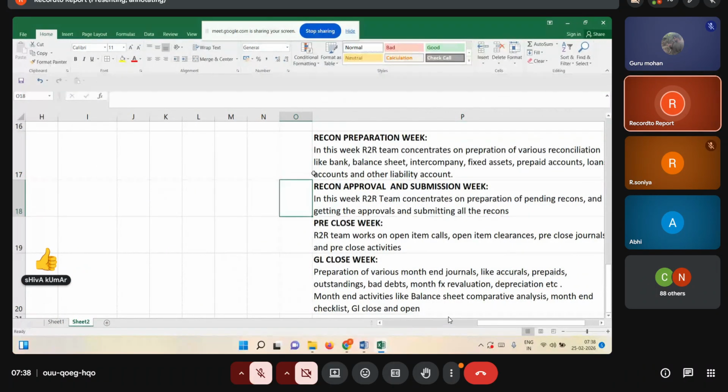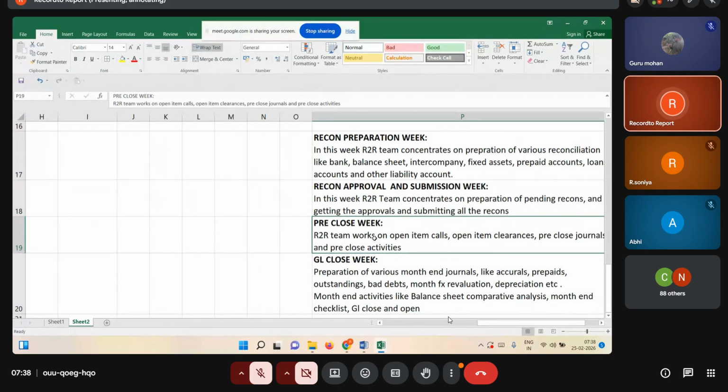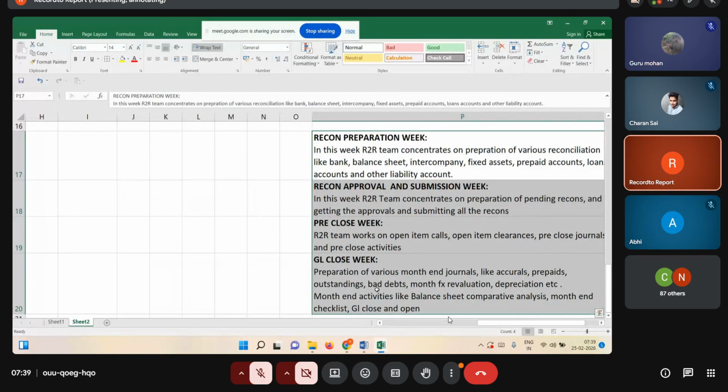If anyone asks about your day-to-day activities: our month starts with +1 and ends with -1. The first 2 weeks we are working on reconciliations, like bank and balance sheet reconciliations, and getting them approved. The third week we are working on pre-close activities like open item calls, open item presentations, and open item clearance. The fourth week we are actioning the pending journals, that is accruals, prepayments, outstandings, and amortizations. And finally, we are working on the GL close and open process. Clear? Understood, guys?